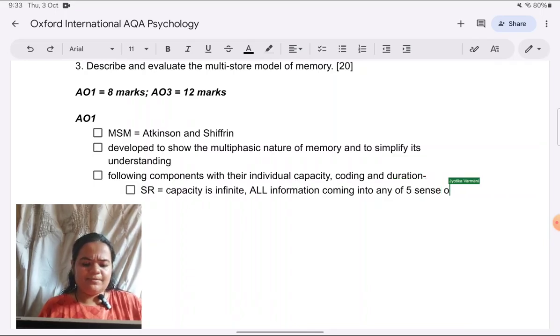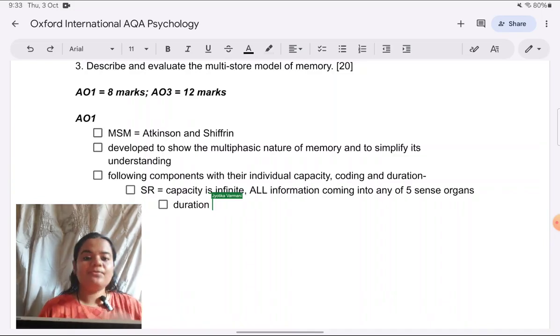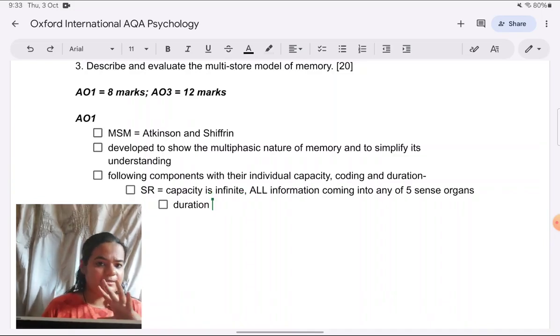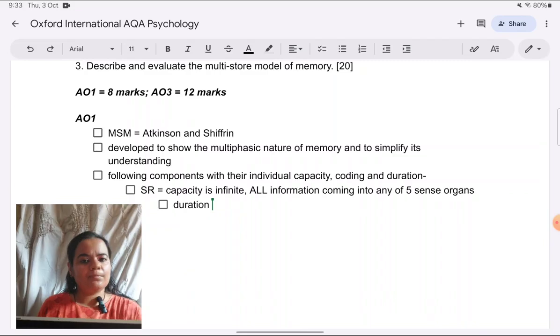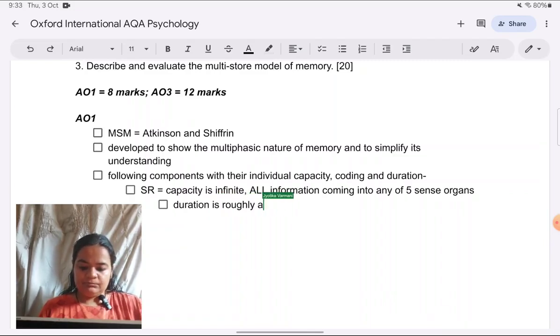You can name the 5 sense organs, though not very important. So you can talk about vision, audition, gustation. That's up to you. But I would just say 5 sense organs. In terms of duration, it is very, very brief. Each sensory modality, or each sense organ, has its own duration for how long it can hold information. But on an average, if we take the most commonly used sense, which is vision, it's roughly taken to be about 2 seconds. Like the max estimated limit is 2 seconds. So we can say duration is roughly on an average 2 seconds.